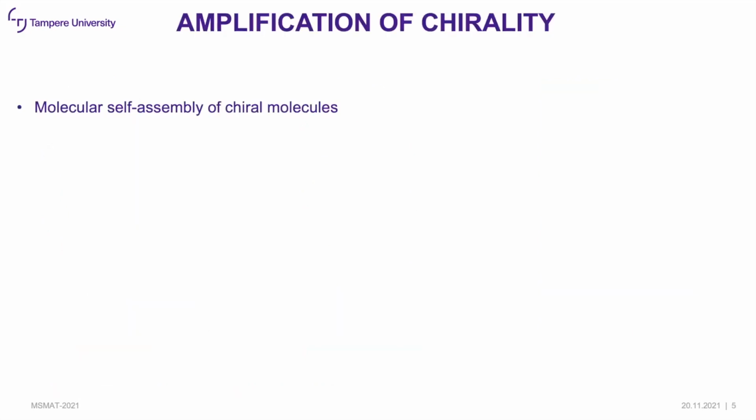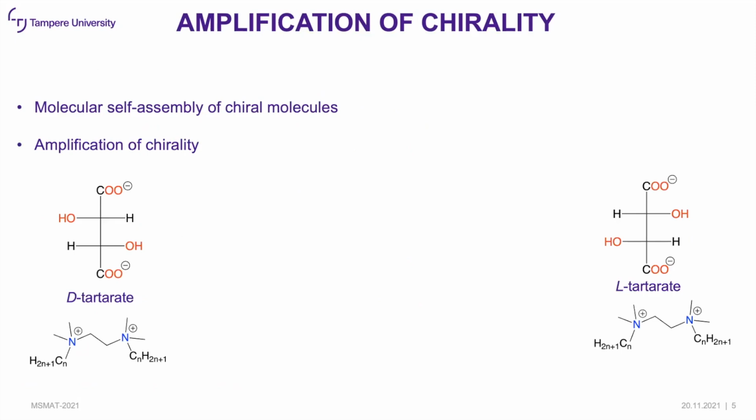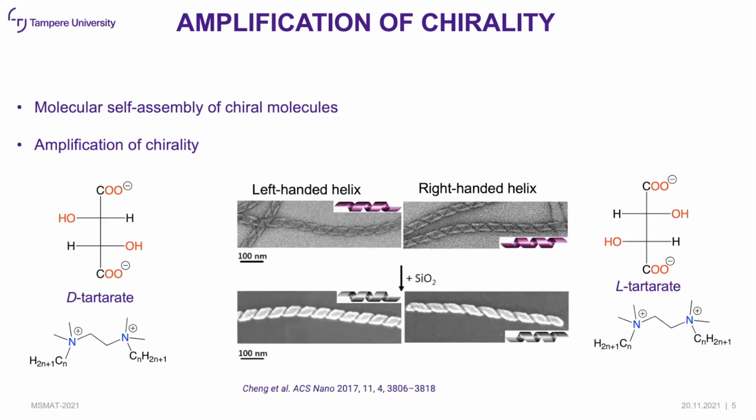Beyond the molecular level, that is at the supramolecular level, we can also find chirality, and that is called amplification of chirality. It's a process of self-assembly of small chiral molecules into higher order structures, which can be visualized, for example, in a microscopic image. One simple example here is tartrate. If you take tartrate and treat it with a Gemini surfactant, a cationic surfactant, then depending on the enantiomer, you will have either a right-handed helix or a left-handed helix.